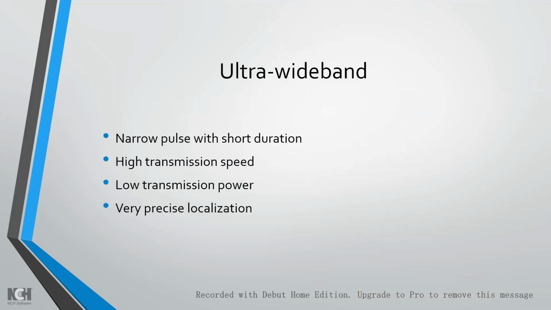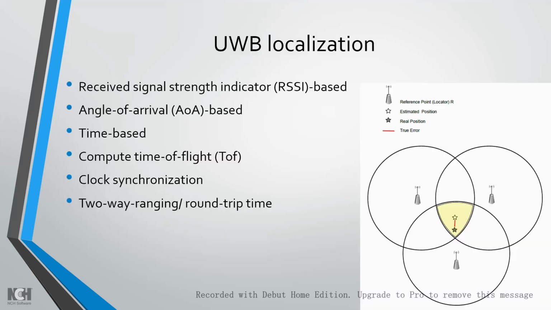So another approach comes out using the ultra-wideband signal. The ultra-wideband signal is a narrow pulse with short duration. It has high transmission speed and low transmission power. The localization system using ultra-wideband is very precise.